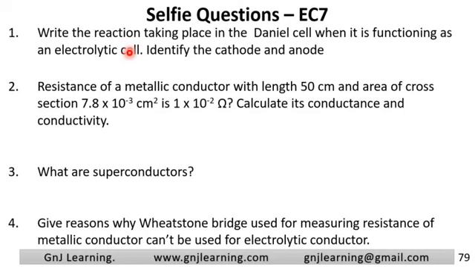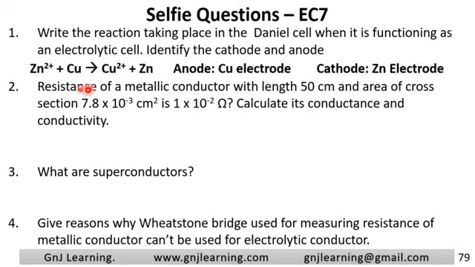So if the Daniell cell is functioning as an electrolytic cell, then cathode is zinc and anode is copper. That means it is a non-spontaneous reaction that is happening, where Zn 2 plus is getting reduced and copper is getting oxidized. This is the non-spontaneous reaction because the Daniell cell is now functioning as an electrolytic cell. If it is not an electrolytic cell, then it is a galvanic cell. Then the reaction will be opposite. Anode is copper electrode and cathode is zinc electrode, because they have asked to identify the cathode and anode.